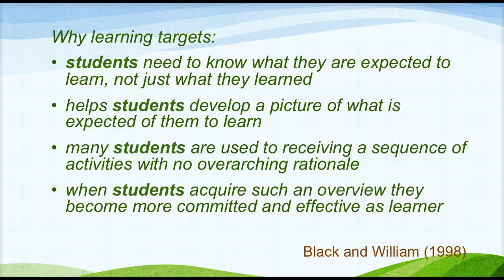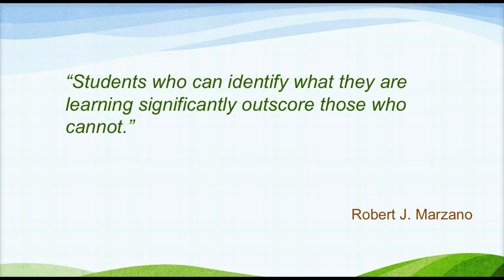So if students know exactly what they're learning and what the successful implementation of the learning target looks like, they become a lot more committed and a lot more effective as learners. Actually, according to Marzano's research, students who can identify what they're learning significantly outscore those students who cannot. When I was researching this, I found the difference is quite tremendous. Students who know the learning targets and are committed to the expectations outscore those students who don't know what the learning targets are by 20%, which is quite a significant amount.